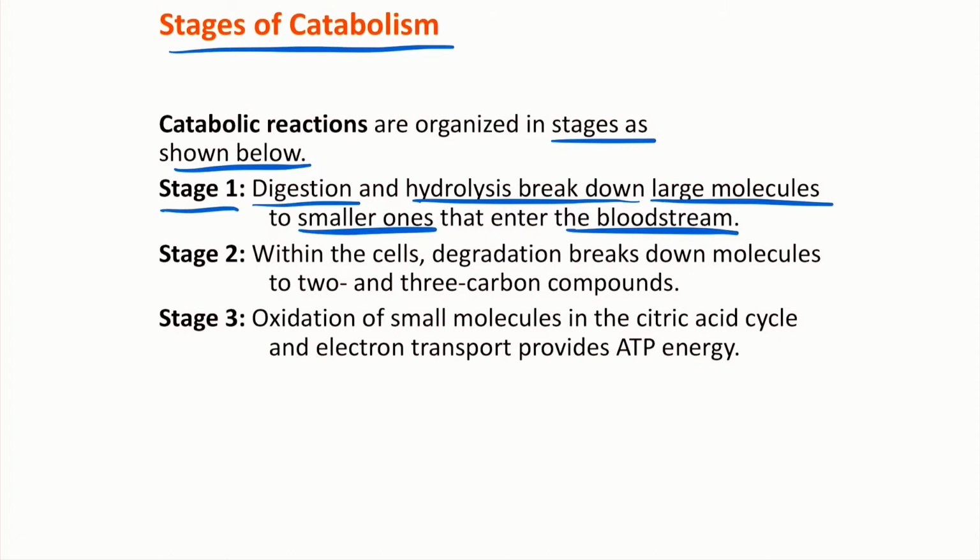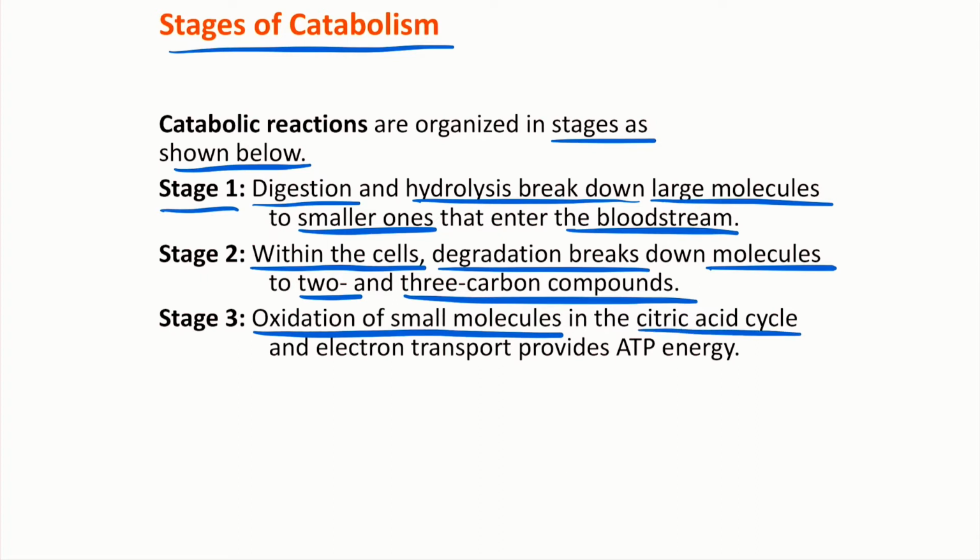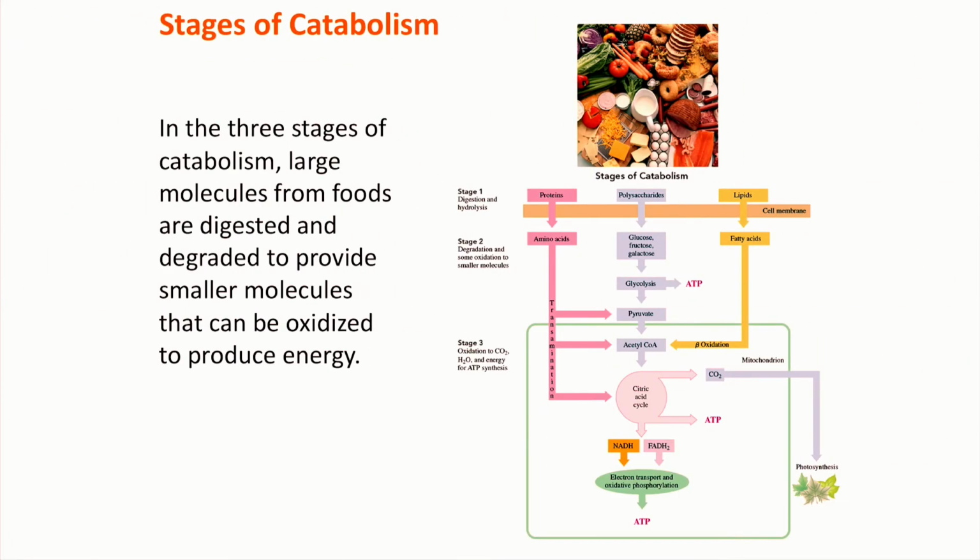Stage 2 is within the cells. This degradation breaks down the molecules to 2 or 3 carbon compounds. So you're taking the slightly larger compounds and further breaking them down. And stage 3 is the oxidation of the small molecules in the citric acid cycle and electron transport to provide the ATP energy. Remember that catabolic processes are exothermic processes, which means that these are the processes that release energy. So these are the three stages.